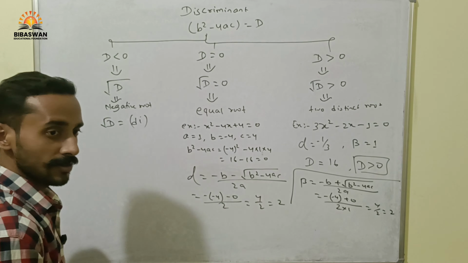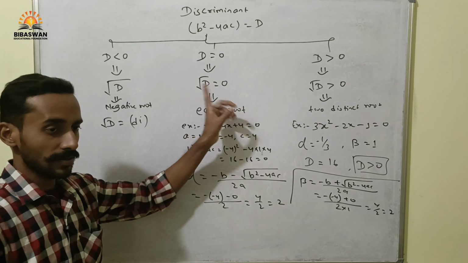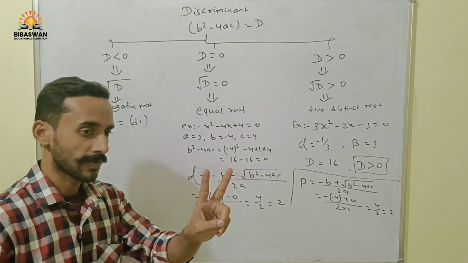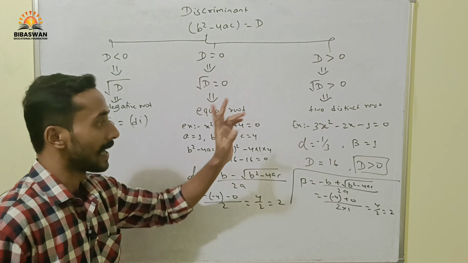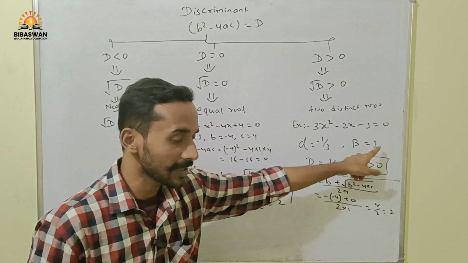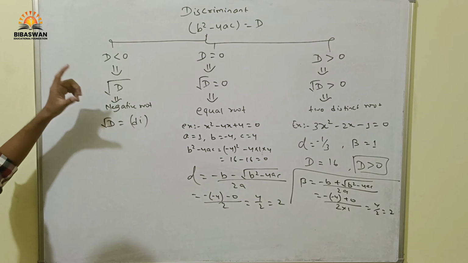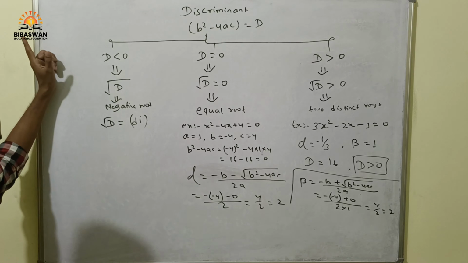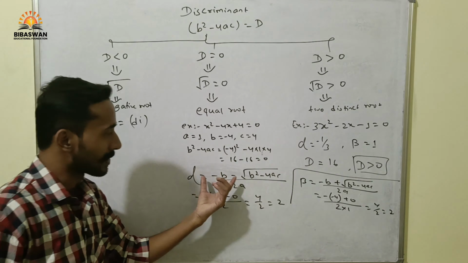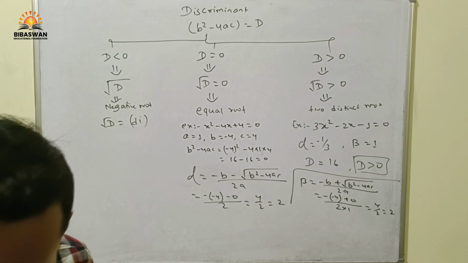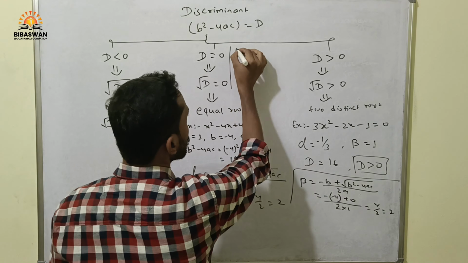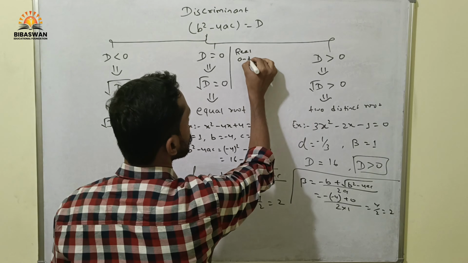Both are equal. So if the discriminant is 0, then we can say that there are two equal roots. We find two equal roots, 2 and 2. If the discriminant is greater than 0, we find two distinct roots, minus 1 by 3 and 1. And if the discriminant is negative, we find the value in complex numbers. We do not find the value in real numbers. They both are real. So what is the conclusion here? Conclusion here: real and equal root.